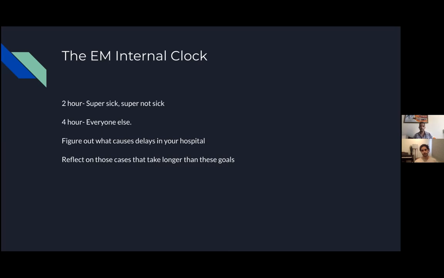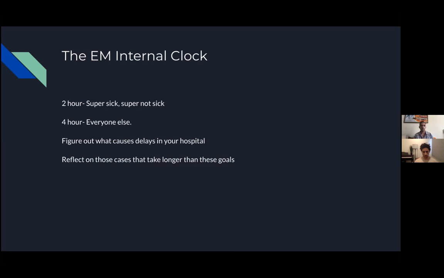So as a sub-I, it's really important that you try to be efficient and to get patients in and out within 4 hours. And try to figure out what causes delays in your hospital on day one. The moment you walk into the ED on your first day of your sub-I, ask the other residents, what are things that slow you down? Is it getting UAs? Is it getting the patient down to radiology? Is it getting the labs drawn and sent to the laboratory?